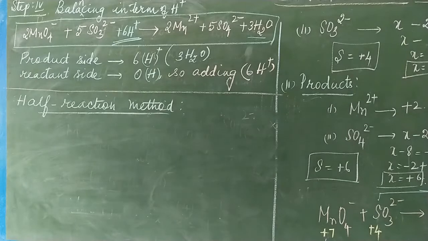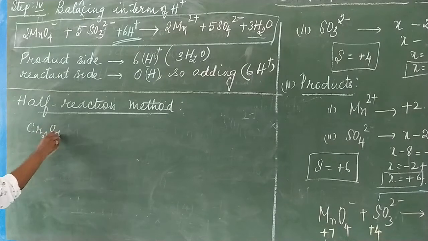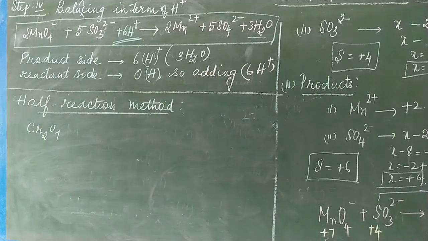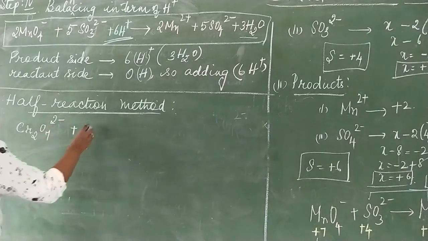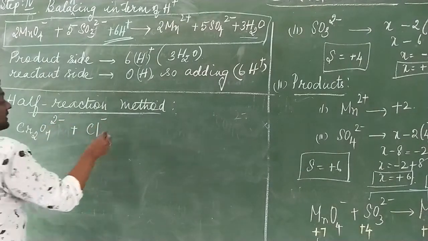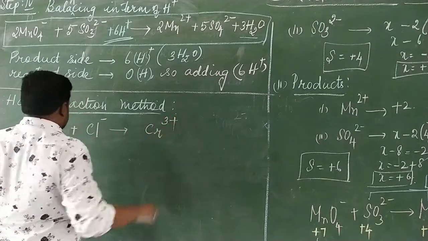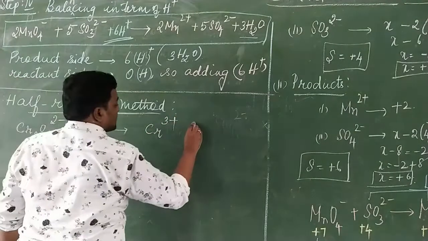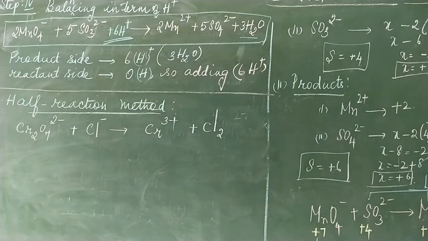So the example equation which they have given is Cr2O7 2 minus plus Cl minus. It gives us the formation of Cr3 plus Cl2.